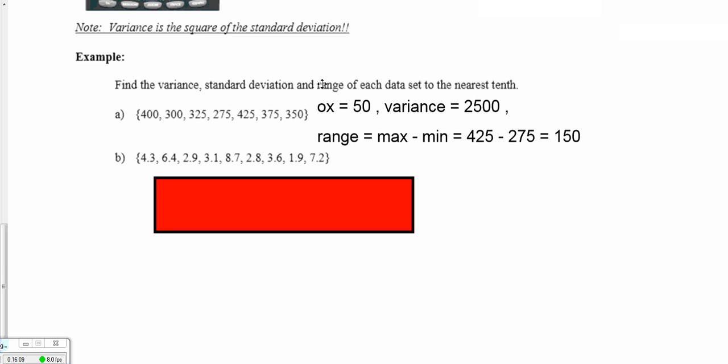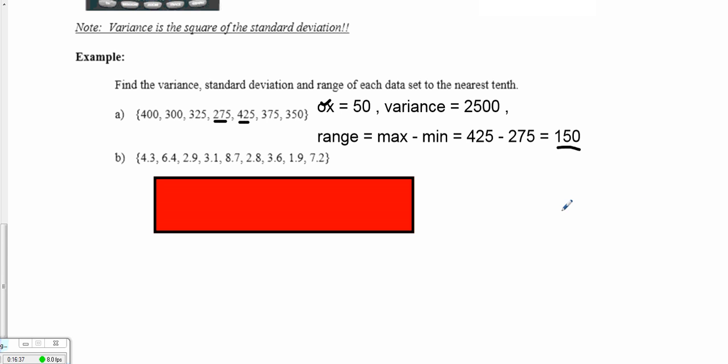So here's our standard deviation. Suppose I can draw in a little extra curl here. So it's a sigma. Sigma of x is 50. The variance overall is 2,500. To find the range of our data set, it's the max minus the min. So 425 was our highest, 275 was our lowest. 425 minus 275 is 150. That would be our range.